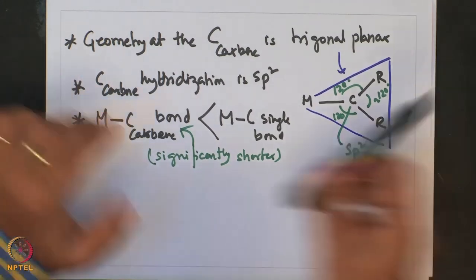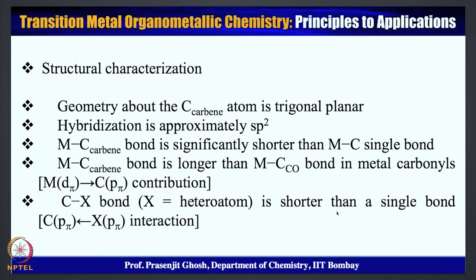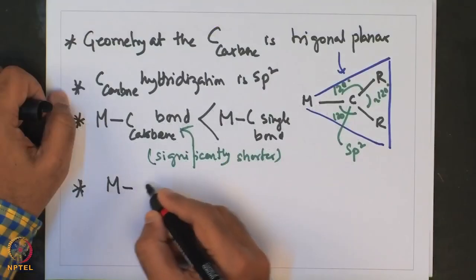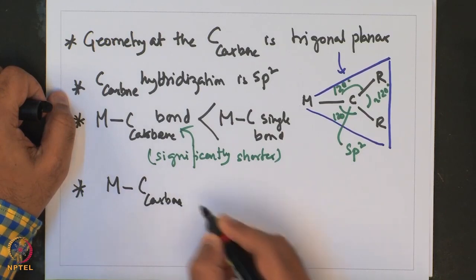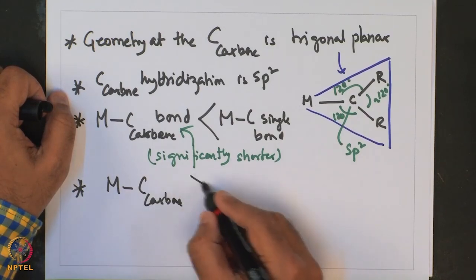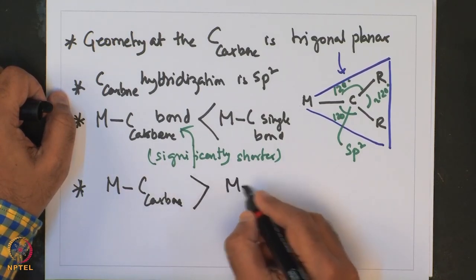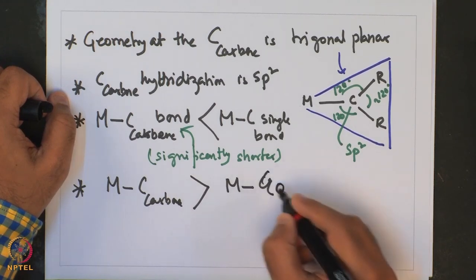Also in our last example we had seen that with respect to carbon monoxide, the metal carbene bond is longer than the metal carbonyl bond.